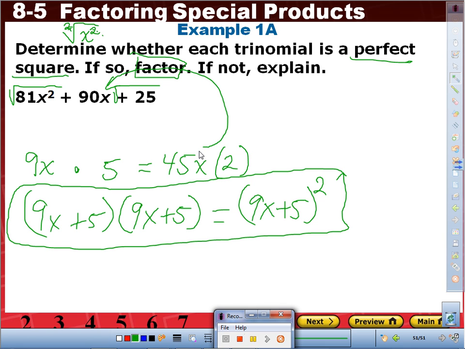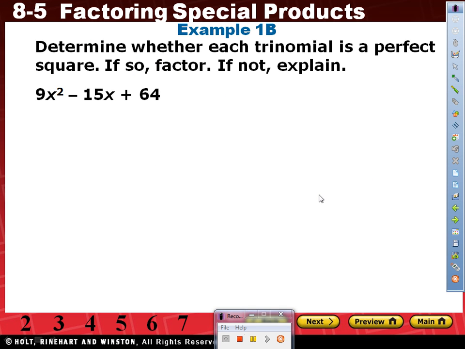You need to explain it. All right, copy this next one, please. Example 1B. You don't have to copy the words for this one anymore. Just copy the trinomial. 9x squared minus 15x plus 64. Let's do this one together.